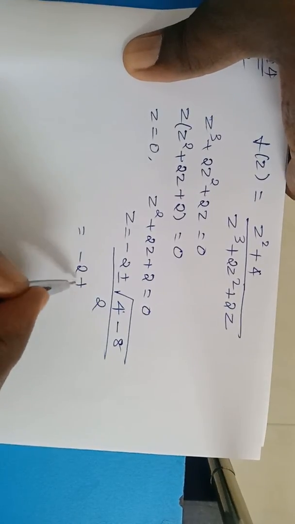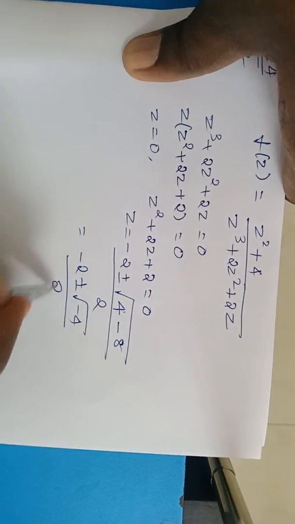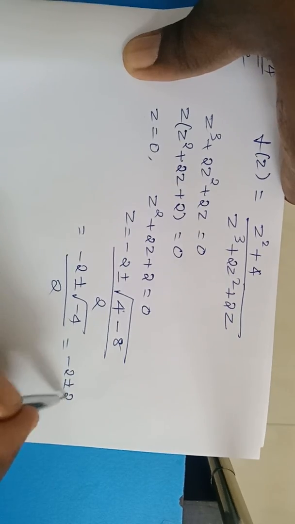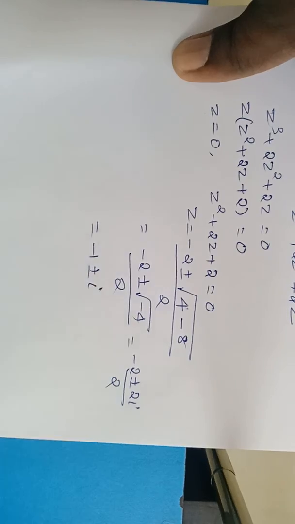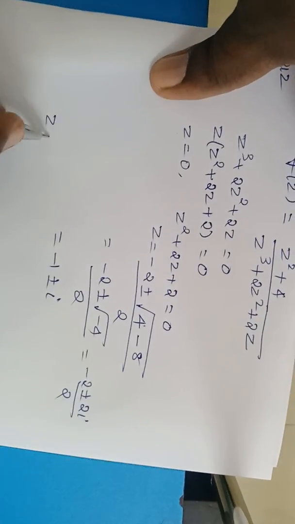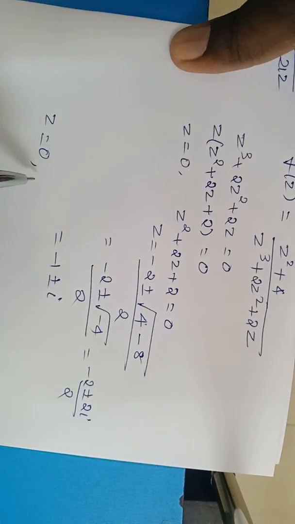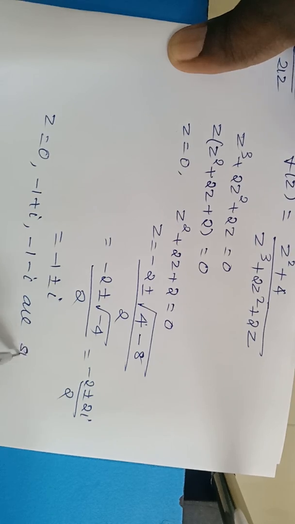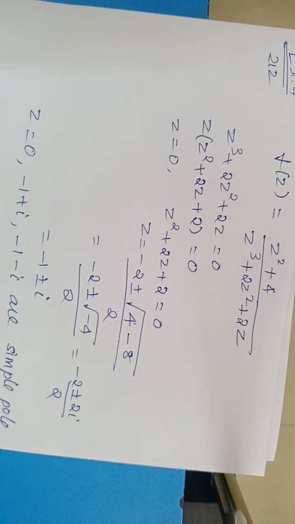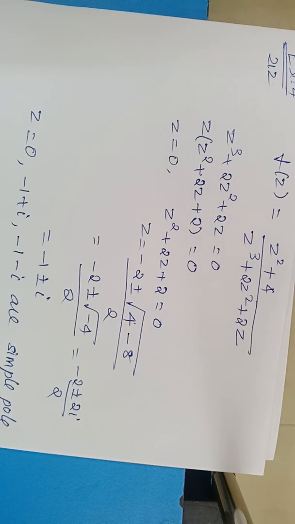Minus b plus or minus root of b square minus 4ac divided by 2a. So minus 2 plus or minus root of minus 4 by 2. Minus 2 plus or minus 2i by 2. 2 is a common element. So minus 1 plus or minus i. So z equal to 0 is a simple pole. Minus 1 plus i and minus 1 minus i are also simple poles. All are simple poles. So since they are simple poles, I can calculate the residue by any of the three methods.